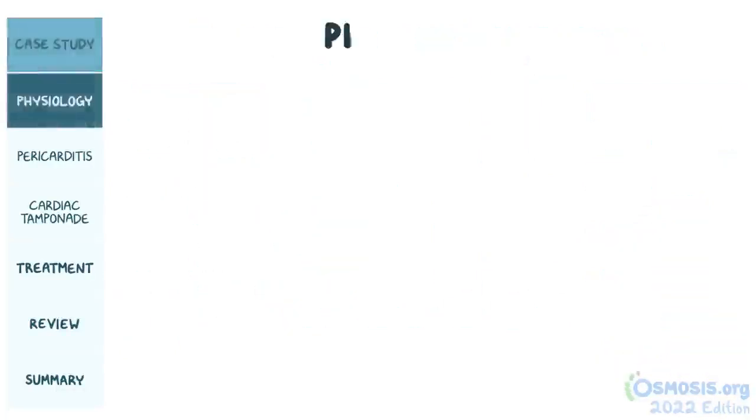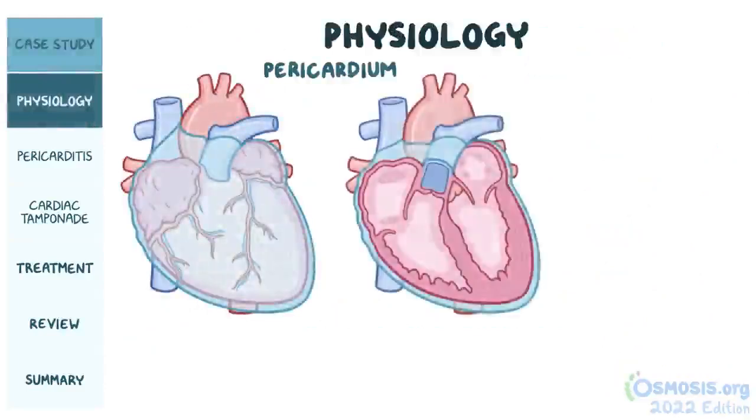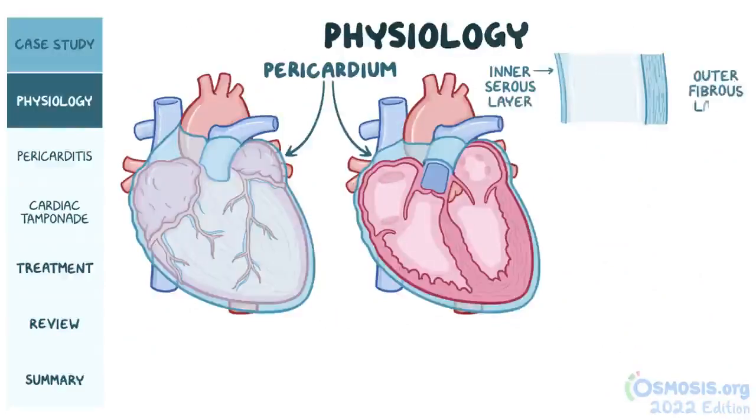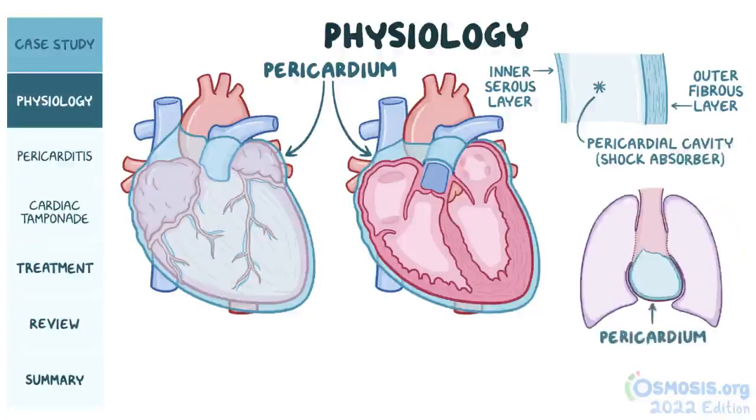But first, a bit of physiology. The pericardium is a sac that covers the heart and the roots of the great vessels. The pericardium has two layers, an inner serous layer and an outer fibrous layer. The space between the two layers is the pericardial cavity that cushions the heart from any kind of external jerk or shock, kind of like a shock absorber.